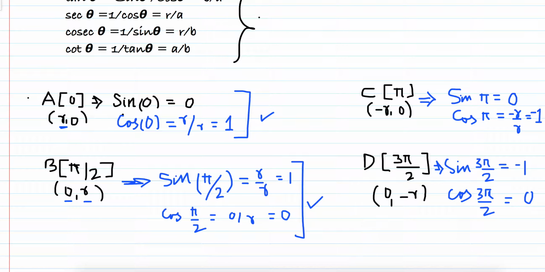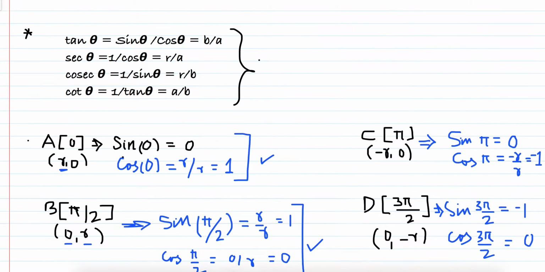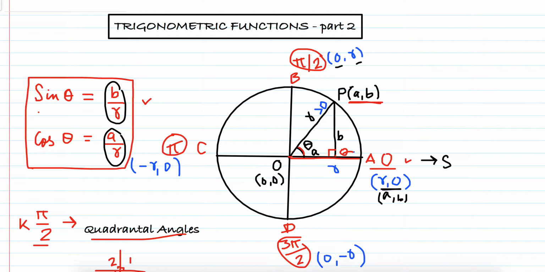So for all the multiples of pi by 2, this is 0, this is pi by 2, next multiple of pi by 2 is pi, next is 3 pi by 2, next is 2 pi. So 2 pi is the same as 0. 2 pi is 360 degrees, which means 1 revolution. So if I do one complete revolution, we will reach the same point.